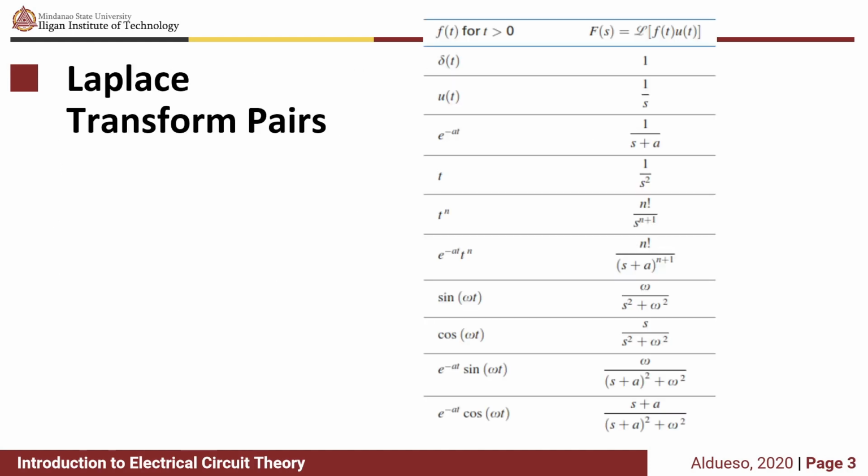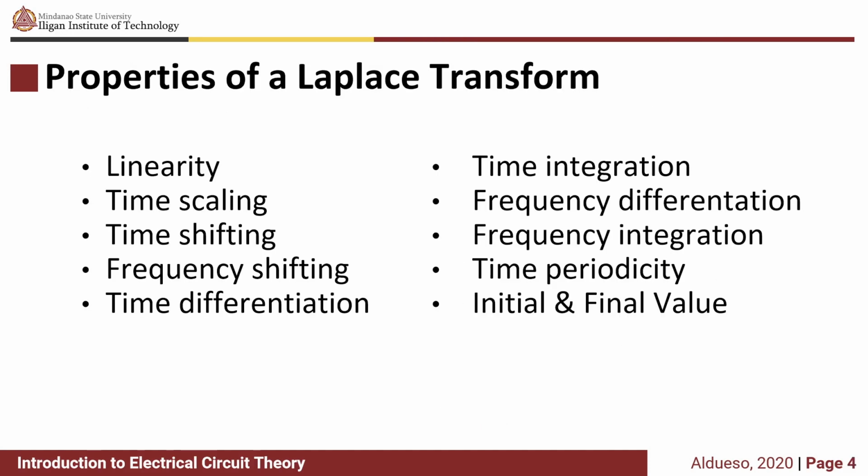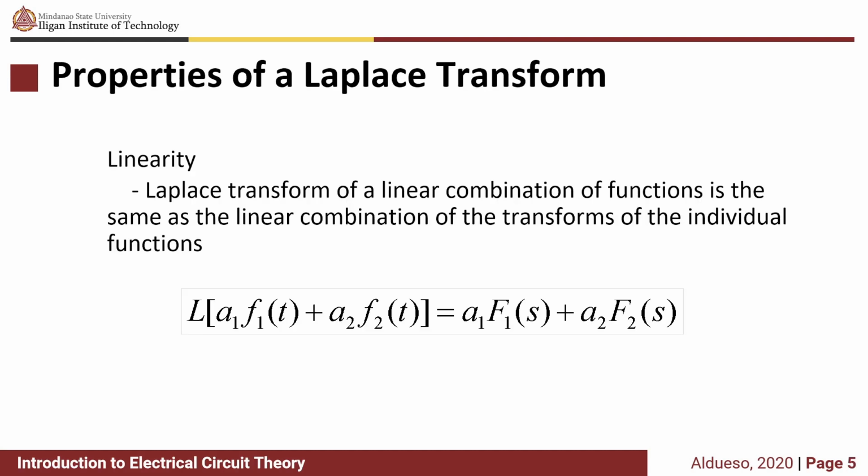So these are Laplace transform pairs. This discussion is just a quick overview of the Laplace transform because it is discussed in ENS 181 or in engineering mathematics, which we have already taken up. So just a quick overview of the properties of the Laplace transform. We have these 10 properties. The first is the linearity.